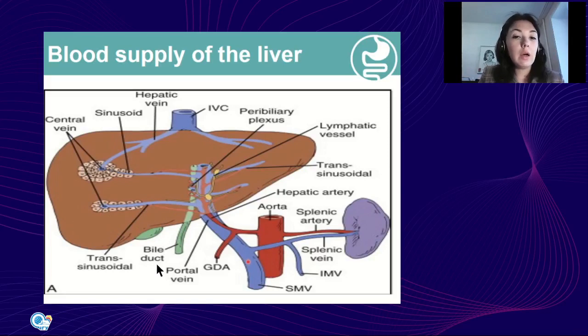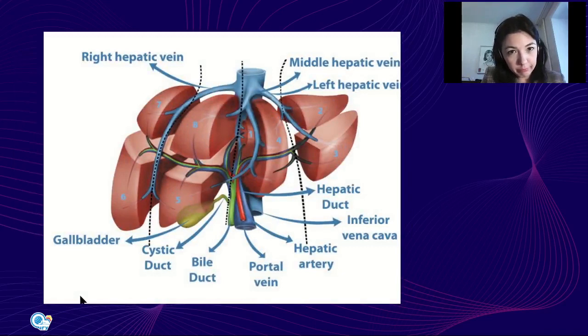And you know that before entering the porta hepatis, both of these vessels, the proper hepatic artery and portal vein, are divided into two branches, right and left. Here we can see it. And after that, each of them is divided into four more in such a way that allows us to divide the parenchyma of the liver into 8 segments.